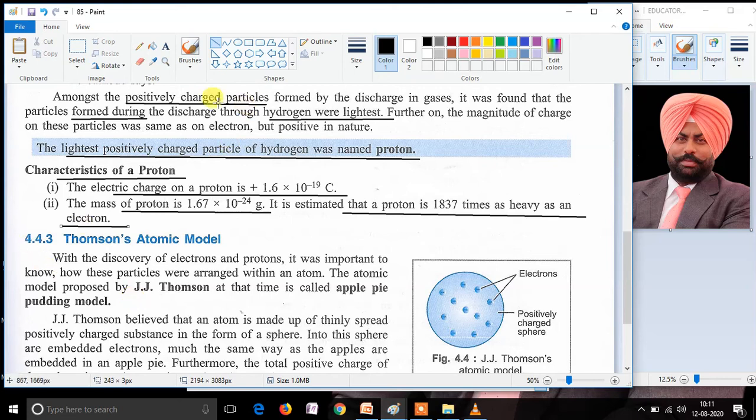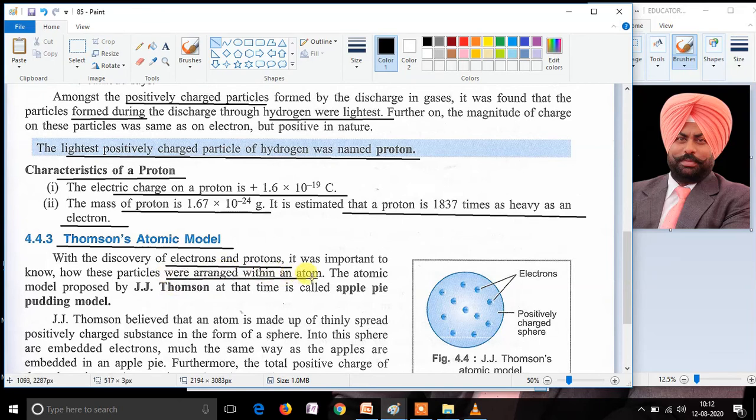Moving on further, when electrons and protons were discovered, the arrangement of the model was given by other scientists. The next model for the atom which we are going to study is the Thomson atomic model. By now, electrons and protons had been discovered, and these electrons and protons have some arrangement within the atom.